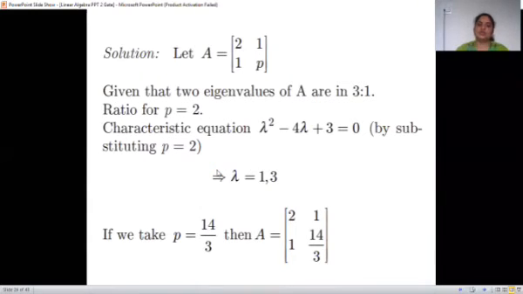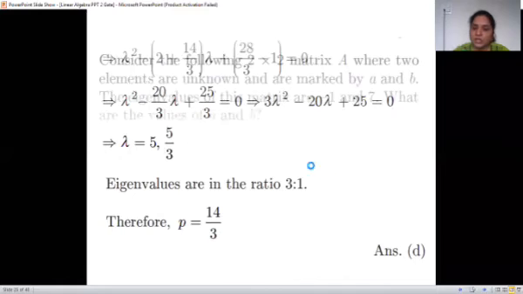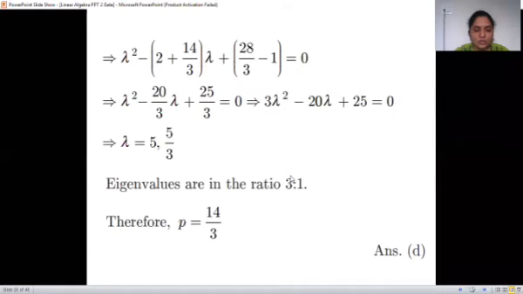Just verify all other answers by putting in P and writing the equation. Whatever lambda we get will not be in the ratio 3:1. If they are not in the ratio 3:1, it will be wrong, right? So the only correct option is 14 by 3 in this case.